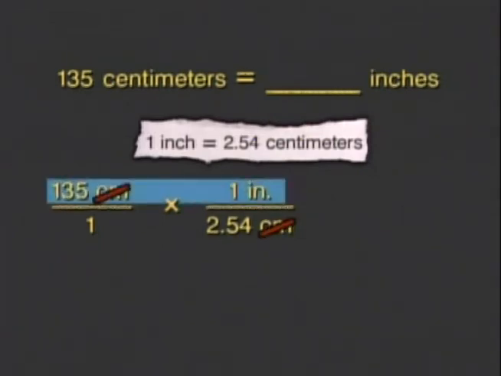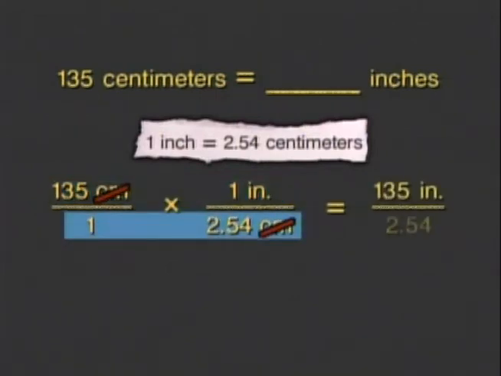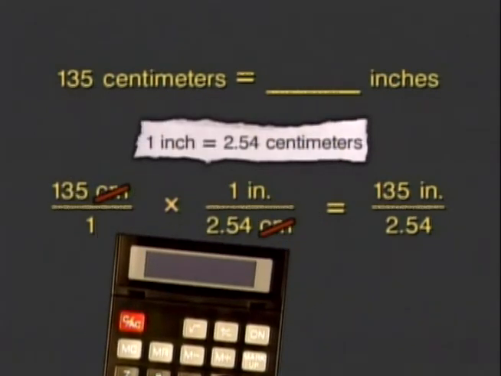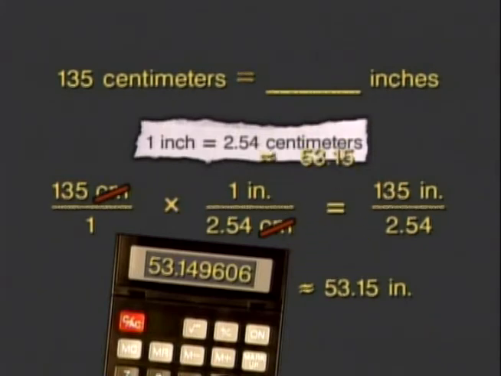Now multiply. In the numerator we have 135 inches. In the denominator we have 2.54. This is a division problem. We'll use a calculator to divide the numerator by the denominator. Rounded to the nearest hundredth, the answer is 53.15 inches. 135 centimeters is a little more than 53 inches.